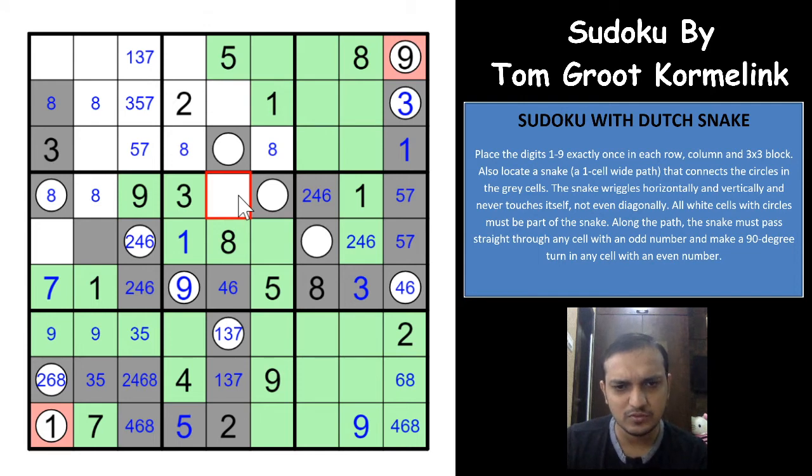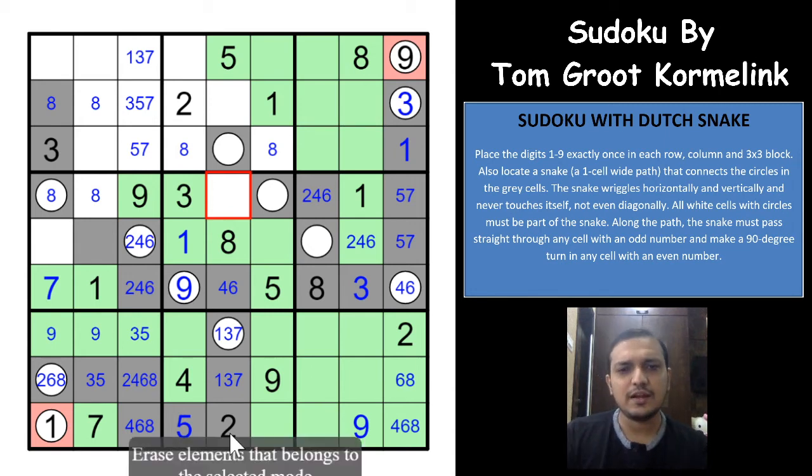I'm missing something very easy here, I think. Not sure what I am missing here. Two would have to be in one of these two cells. Let us see if we get anything else here.